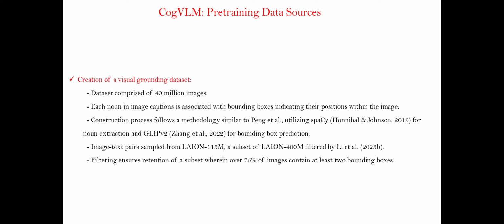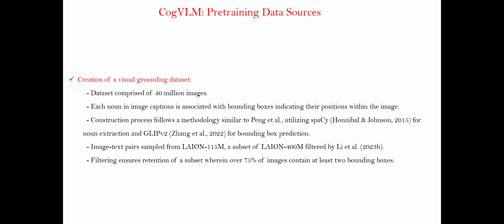Also, there is a visual grounding dataset whose size is 40 million images. In order to prepare this dataset, each noun in the image caption is associated with bounding boxes to indicate the position in the image. To construct a visual grounding dataset, the procedure is similar to the one proposed by Peng et al., utilizing spaCy for noun extraction and GLIP v2 for bounding box construction.